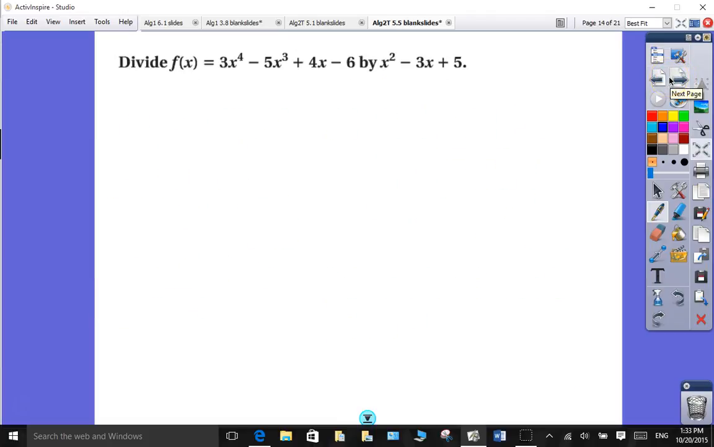Here's an example of a case where you can't use synthetic division to do this problem because it's not a linear factor. You can only do it if it's a linear factor. So if you have a problem like this, you're going to have to do long division. No other way around it.